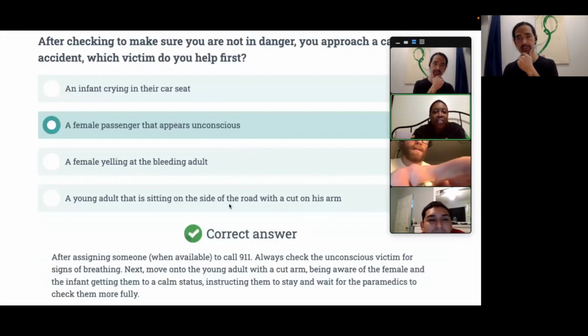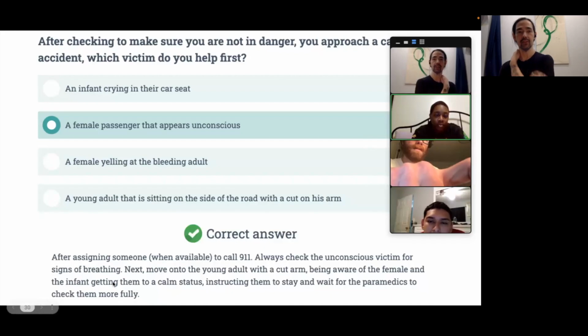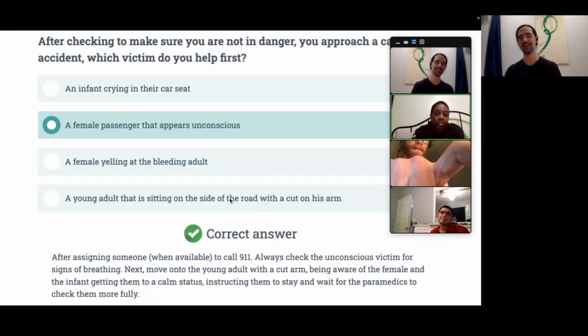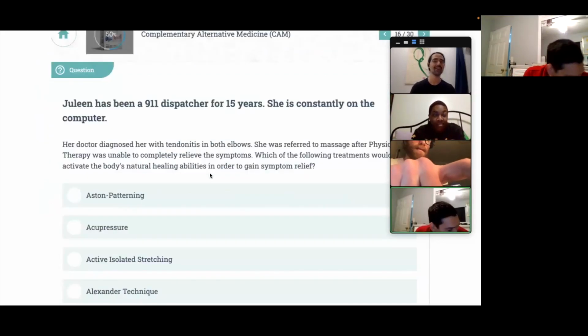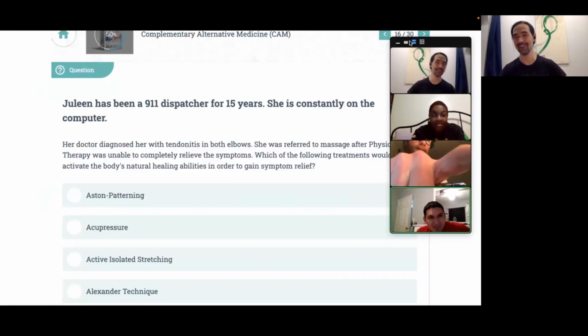Passenger. Yes. So always check the unconscious victim first for signs of breathing. Next, move on to the young adult with the cut arm. Being aware of the female, and getting the infant to a calm status. You're going to be busy. Whatever, it's a test, not real life.